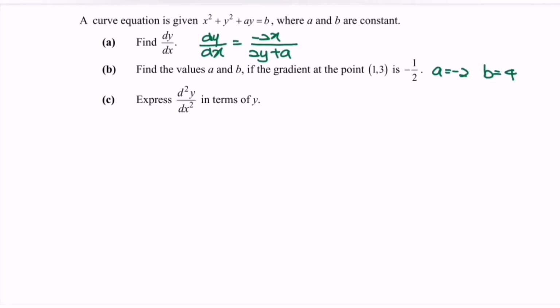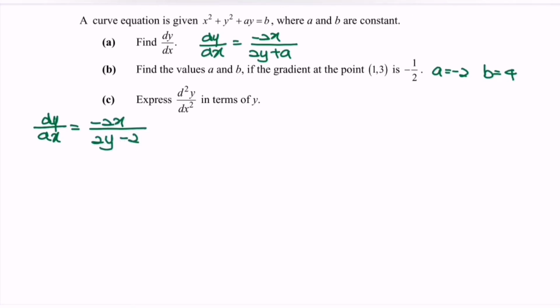So kindly refer to part c. The question asks us to find the second derivative in terms of y. So focus on parts a and b. Kindly substitute the value in part b into part a. So here we have dy/dx equals negative 2x over 2y minus 2.